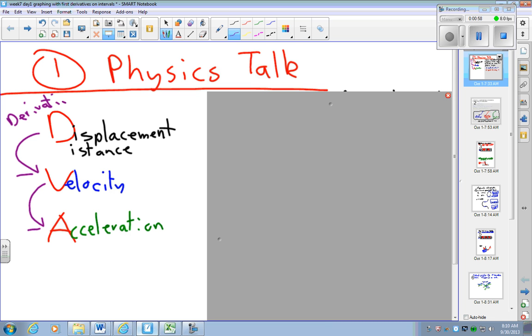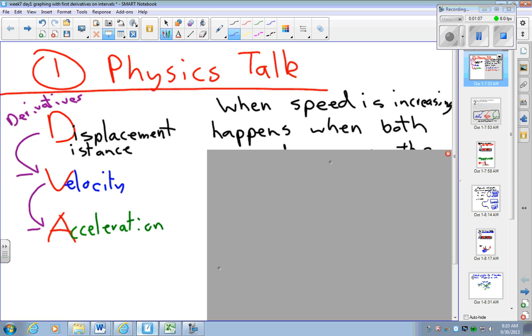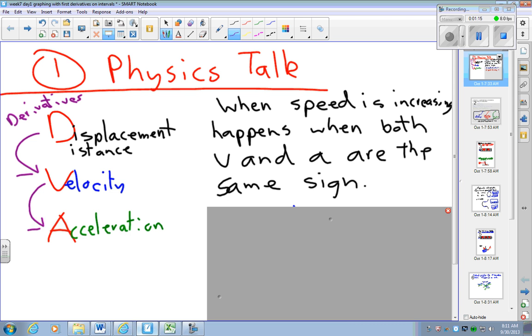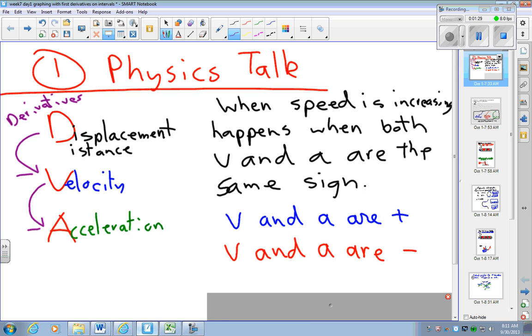Now, the physics part that I want you to realize, and I have some Java apps that we'll be looking at next week on this, is this fact. When speed is increasing, this happens when both V and A are the same sign. A lot of people think that anytime you're deaccelerating, if you're having a negative acceleration, then you must be slowing down. That's not true. As long as they're both the same sign, then you're good.